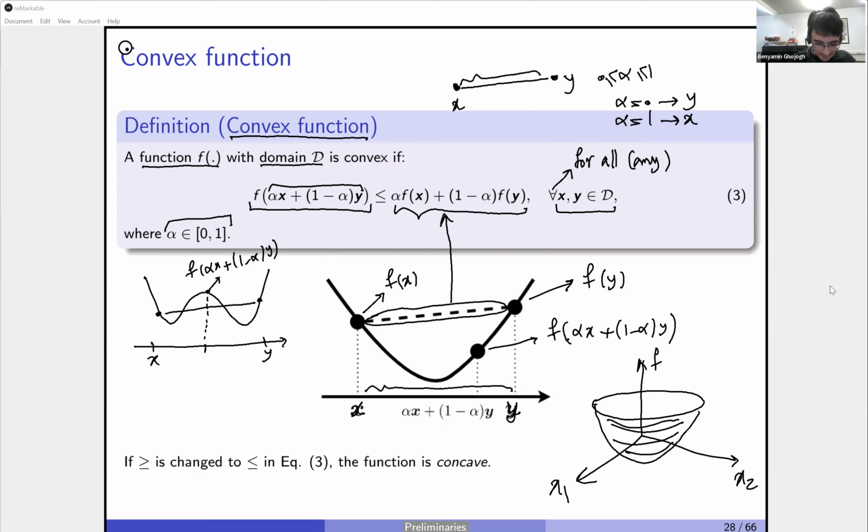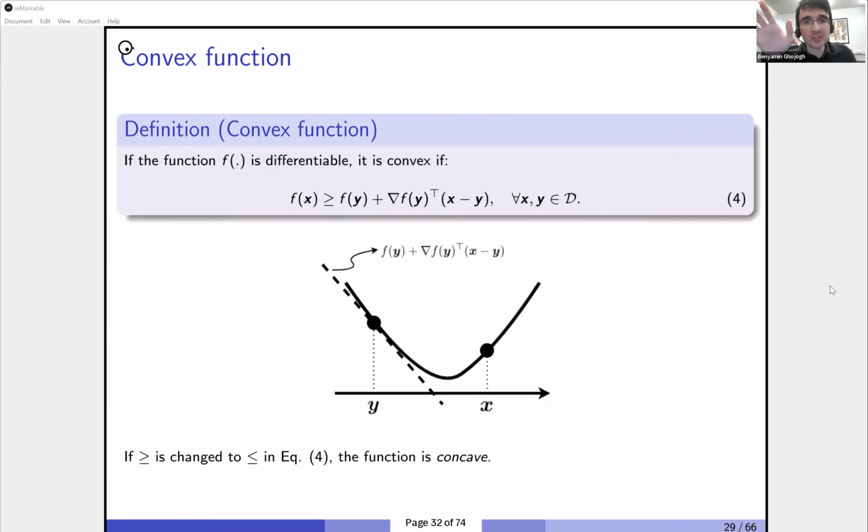Okay. And if we change this inequality here to greater than or equal to, we'll have a concave function. Concave is the opposite of convex somehow. If this is, how should I draw it? If this is convex, then concave is like this. So you look at it the other way around. So it's bumpy in this way. So it's like an opposite bowl, right? This is concave.